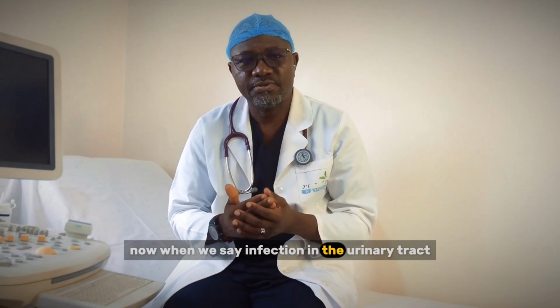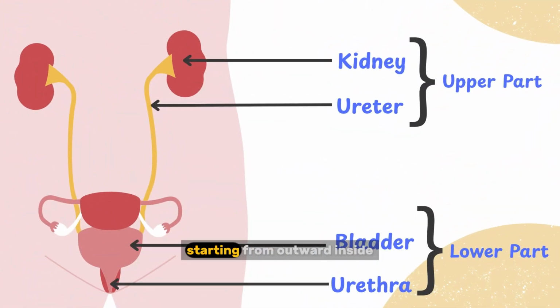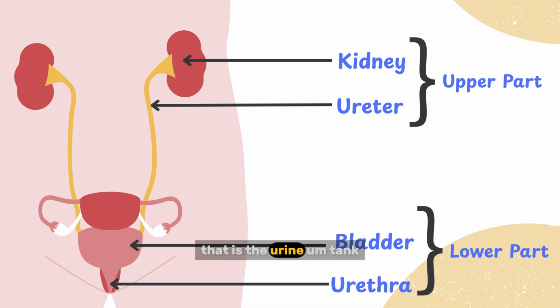Now, when we say infection in the urinary tract, the human urinary tract has different parts. Starting from outward inside, we have this small tubing or passage that we call the urethra, where urine comes out from the bladder. Next to the urethra, we have what is called the bladder, that is the urine tank, more or less, where urine is stored before we go to wee or we feel the urge to wee. Then next to that, there are these small pipes that bring urine into the bladder itself. They are called the ureters. And then we now have the factory itself that produces the urine, which are the human kidneys.